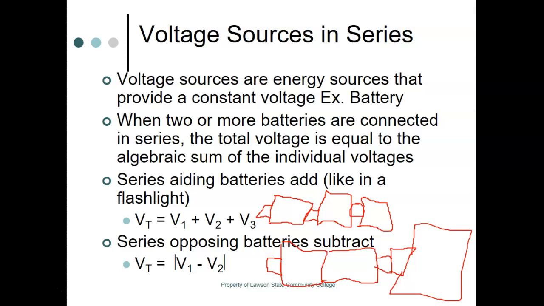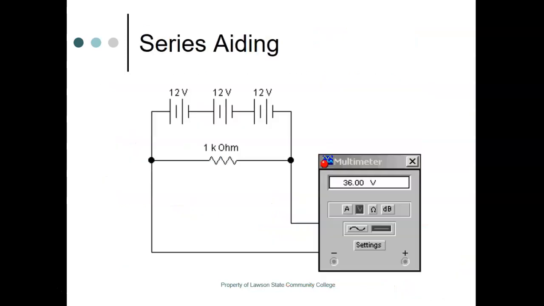So series aiding is the way we normally put batteries in some of the bigger flashlights. Series opposing is what you don't want to do, but sometimes you actually do use it. Series aiding is exactly what it sounds like. You add your batteries up. In this particular case, with three 12-volt batteries, you end up with 36 volts total.